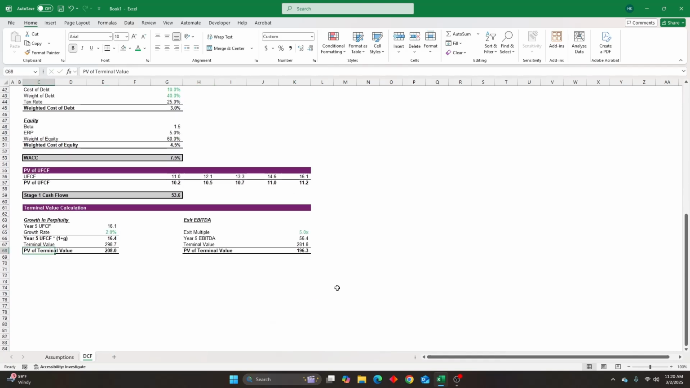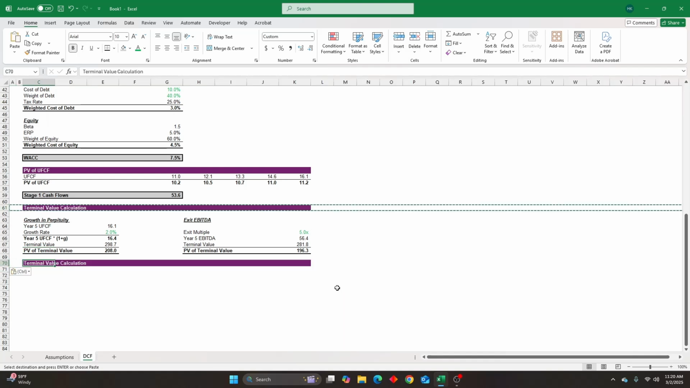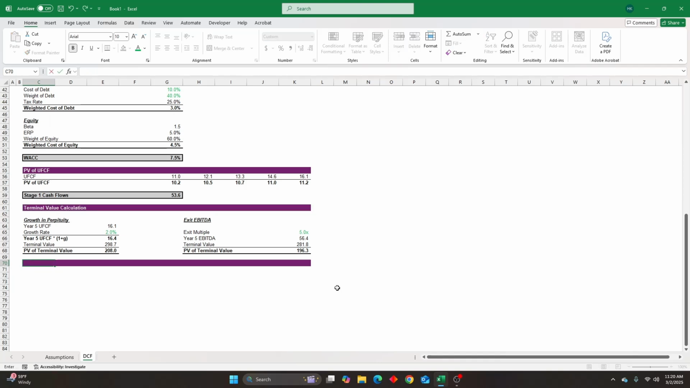Okay. Now that we have our terminal value and the present values of both, we're going to be able to calculate our enterprise value. I'll call this calculation of price per share. There's going to be one intermediate step that we have to do before we're able to finish this out, which is calculating diluted shares outstanding, but we'll start with this. So we'll calculate it both on a growth in perpetuity basis and also on an exit EBITDA basis.